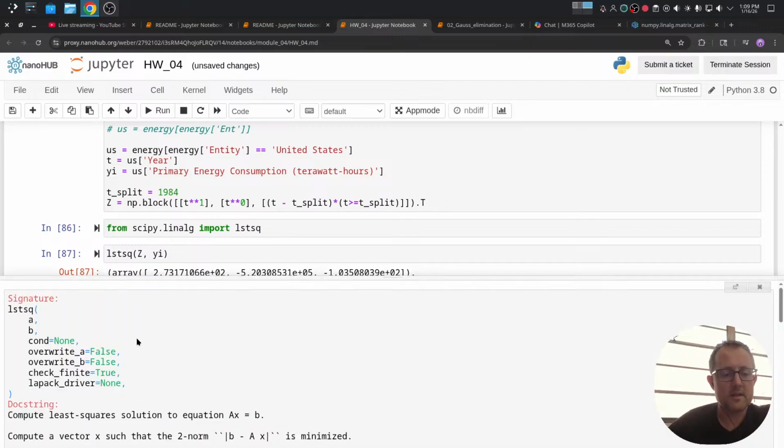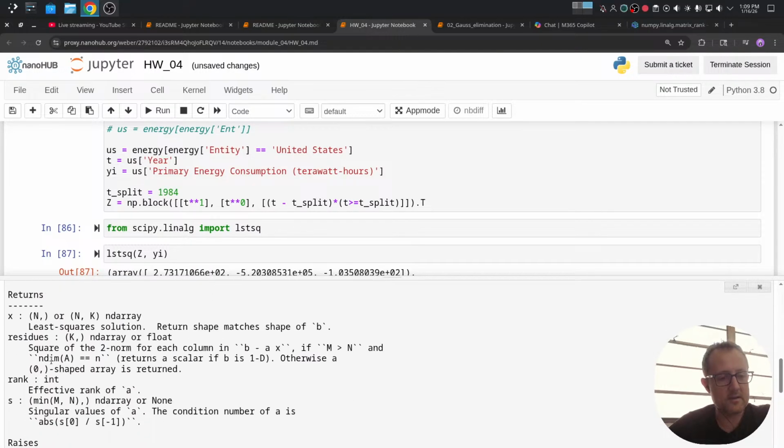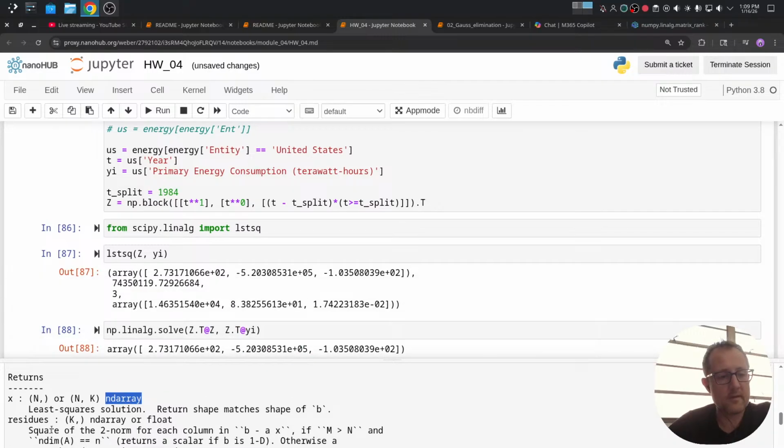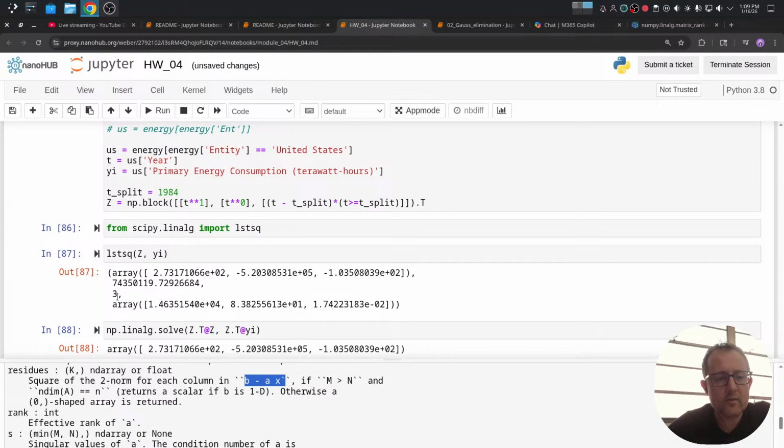lstsq is also giving us, let's see, so it gives us the actual solution, which is what we're looking for. Then it gives us the residues, so B minus AX. So this one, so that 740 or 7.4 million. Anyway, then the rank, is that the rank? 3 here. And then the last one is the singular values. Is that right? Absolute value.